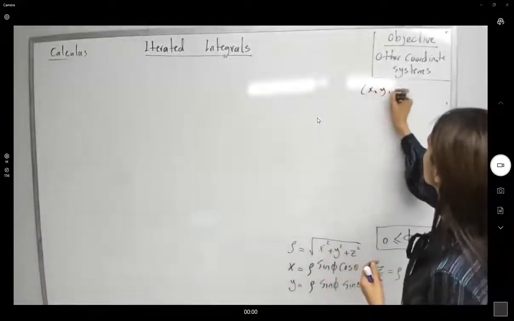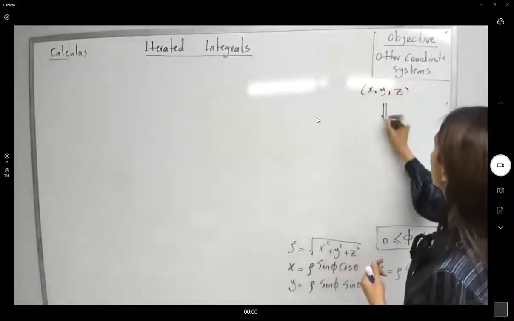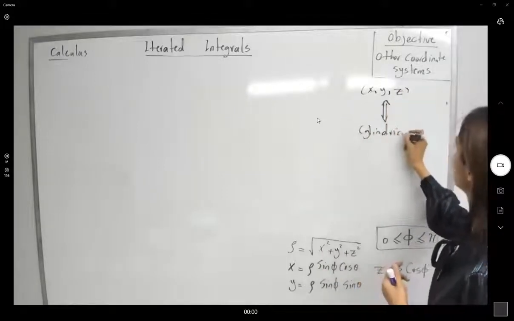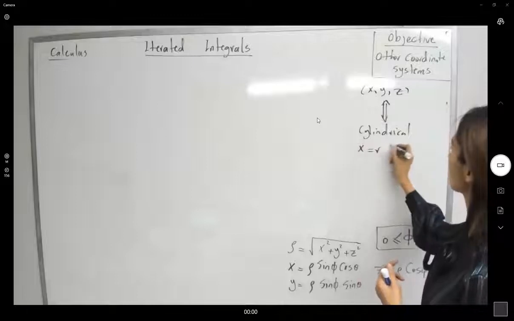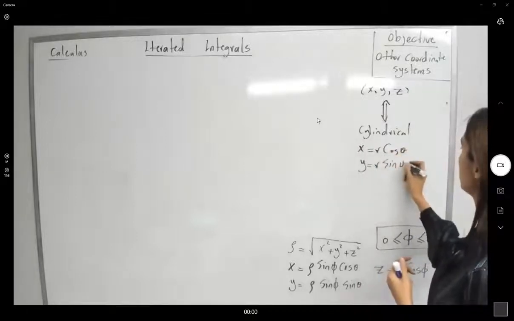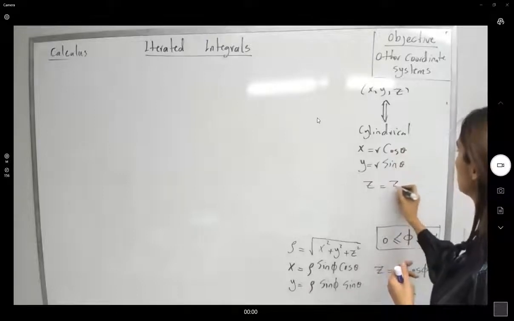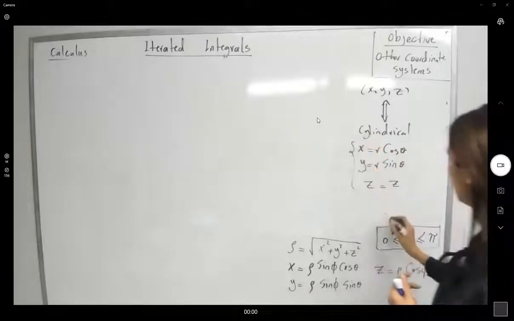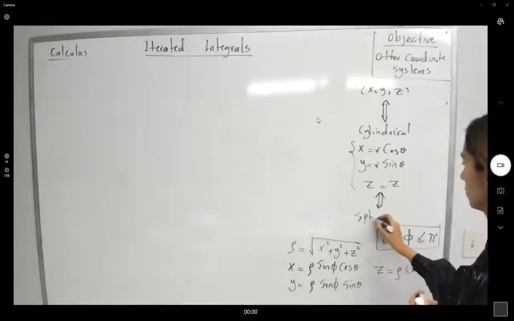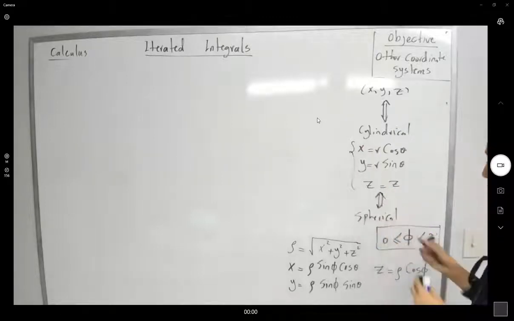x, y, z can be written in cylindrical as x equals r cosine theta, y equals r sine theta, and z equal to z. And then in spherical, you have the following.